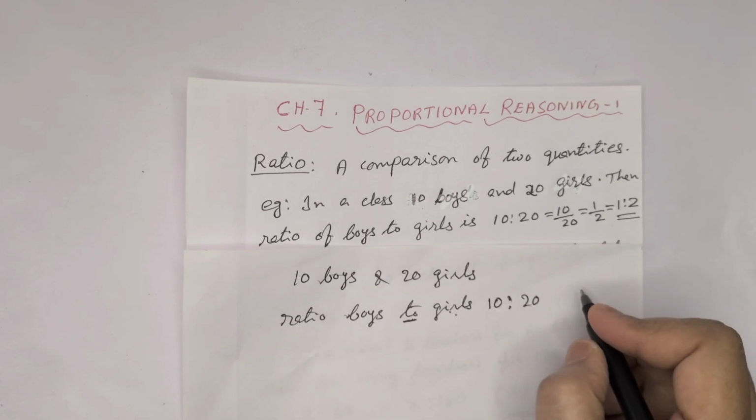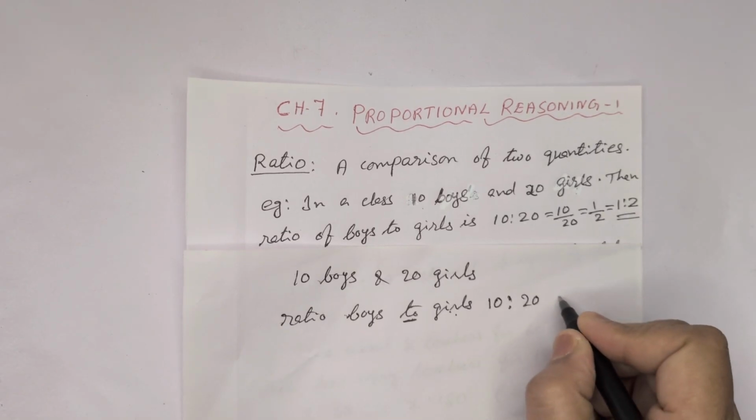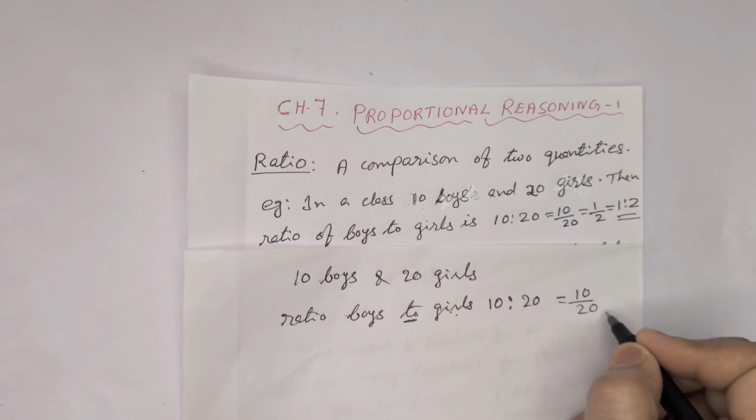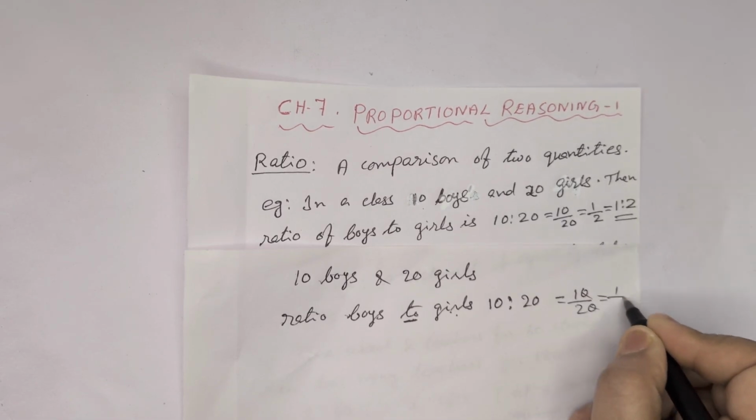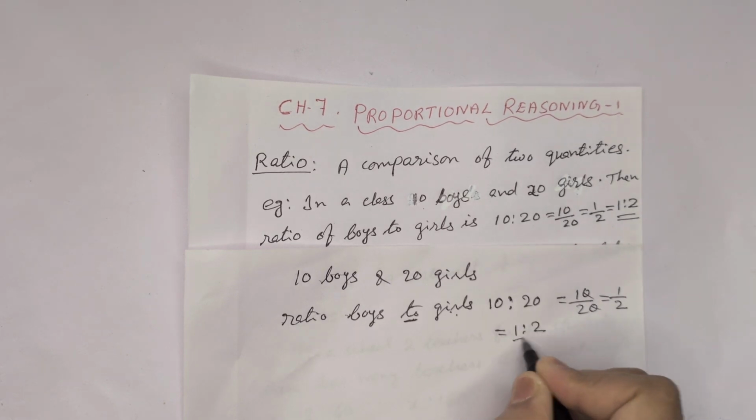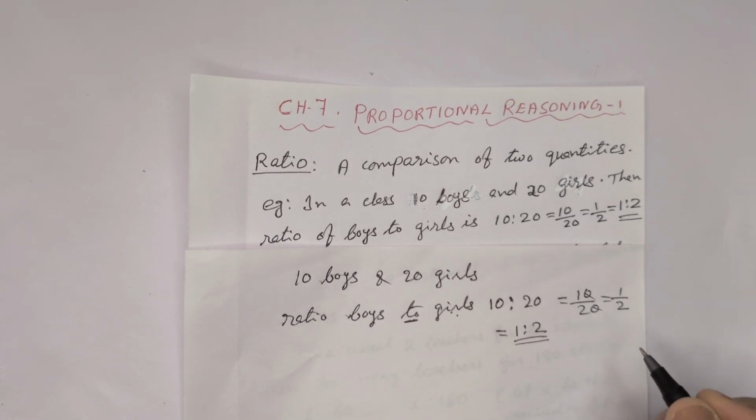This we can write in simplified form. 10 is to 20 we can write as 10 by 20. And if we divide by 10, it will come 1 by 2, which we can write as 1 is to 2. This is the simplified form of that ratio.